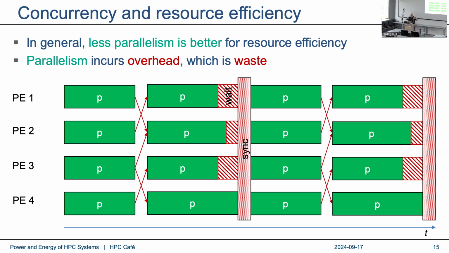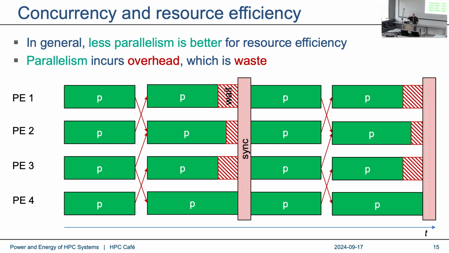Then finally, this synchronization, like a barrier, for example, or some all-reduction, some reduction where everybody needs some data from everybody else to do some computation, also takes time. So load imbalance, communication, and synchronization: these are the 3 things that cost time, which is wasted, and also wastes energy, of course.